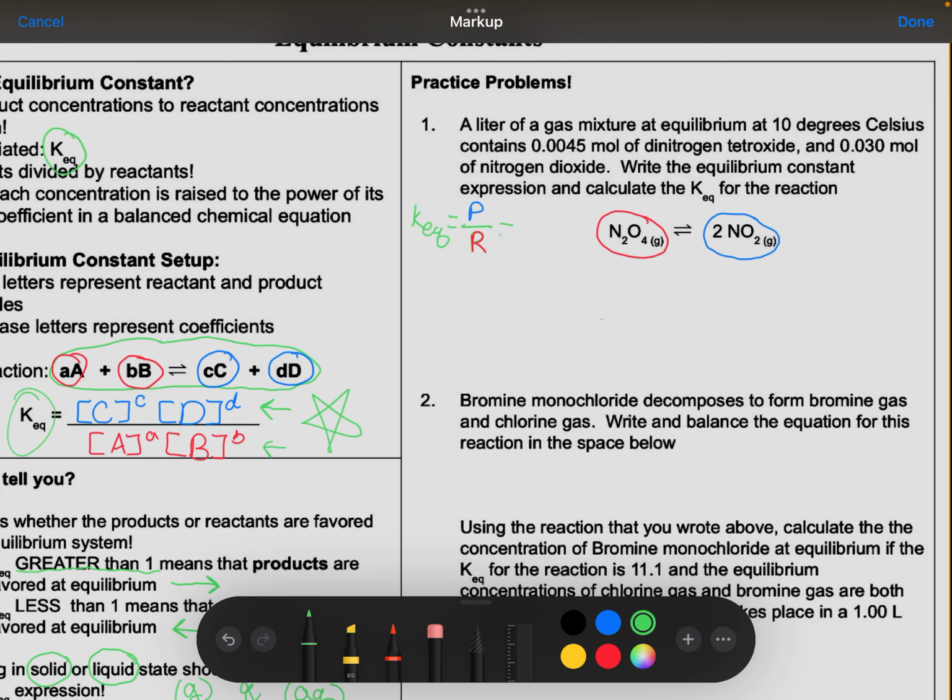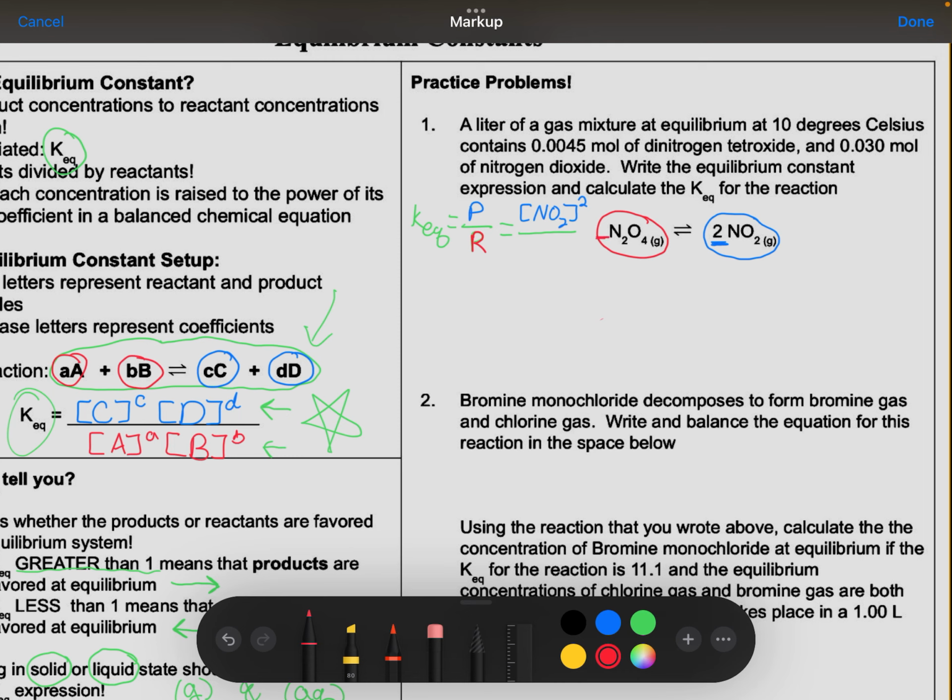In the equation that we're seeing over here, we only have one product, NO2, nitrogen dioxide. So in my constant expression, I should have nitrogen dioxide over here. Since there is a coefficient of 2 in front of it, I'm going to raise it to the power of 2. Just like in my original generic one, all of those reactant and product molecules were raised to the power of their coefficient.